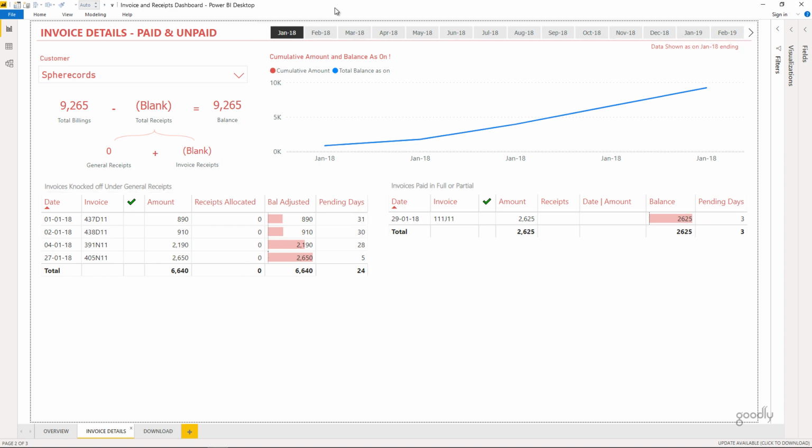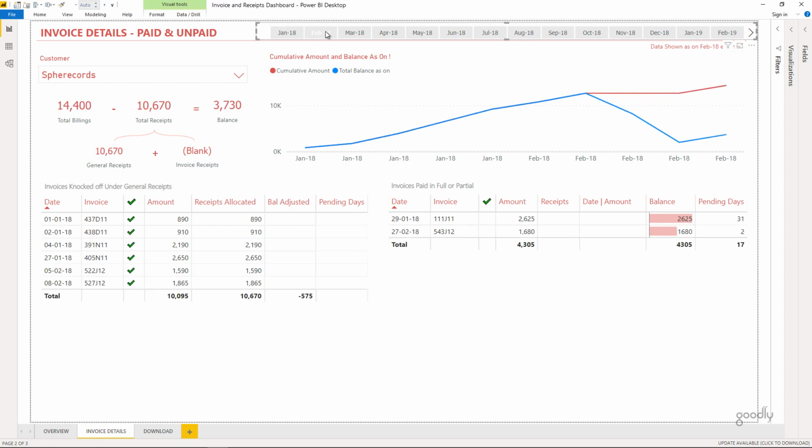Now let's just take a look at what happened in the month of Feb. So I click on the month of Feb, and you can see all the invoices have been paid for. Why? Because the customer paid $10,670 lump sum, against which all the invoices have been settled for, including the invoices that have been raised in the month of Feb. And you can see that the customer has an overdue balance of $575.